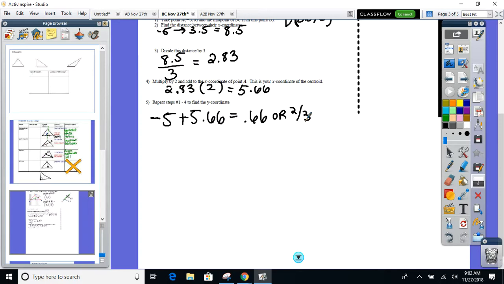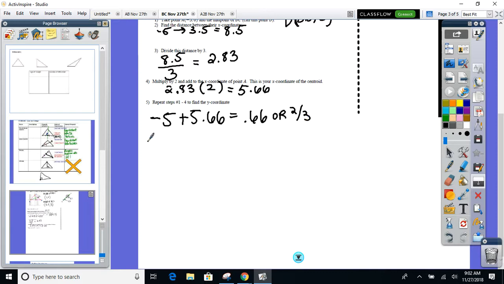Most times, this is probably the only one where I'm going to have you round. Usually they'll come out to be nice, clean numbers. It just doesn't happen in this one. Look at where your centroid is on your graph right now. Is this a pretty good estimation for the x-axis? About 0.66, 2/3. Yeah, we're in the ballpark. Everyone agree? Okay, so there's your x coordinate of the centroid.